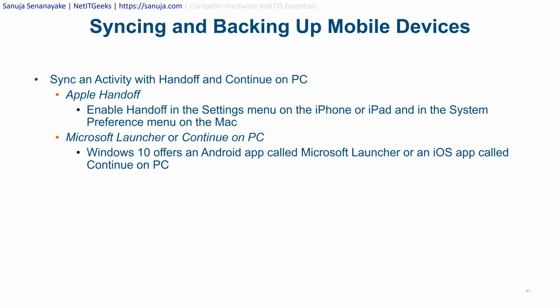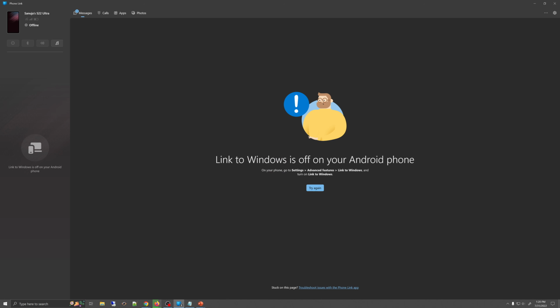Microsoft also has something called Microsoft Launcher or Continue on PC, which allows Windows 10 and an Android app called Microsoft Launcher, or an iOS app called Continue on PC, to be synchronized between the two. But the thing is that the handoff is not as smooth as you think. The new version of Microsoft also does have the ability to sync your mobile devices to your Microsoft device. It is basically called Phone Link.